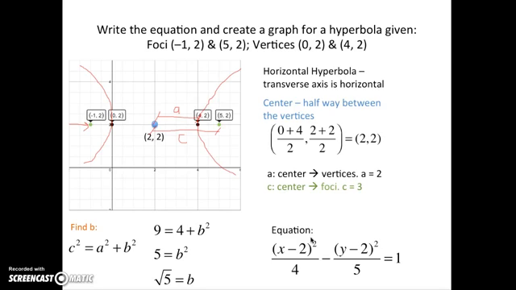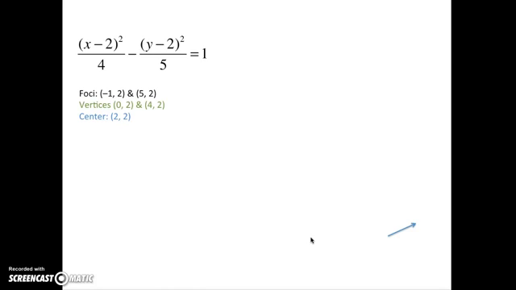Hyperbola, sorry. Okay, so we have (x minus 2) squared over 4 and (y minus 2) squared over 5. We have the focal points and center already. We still need to figure out where the covertices are. The covertices, we are going to add and subtract the b value to k.